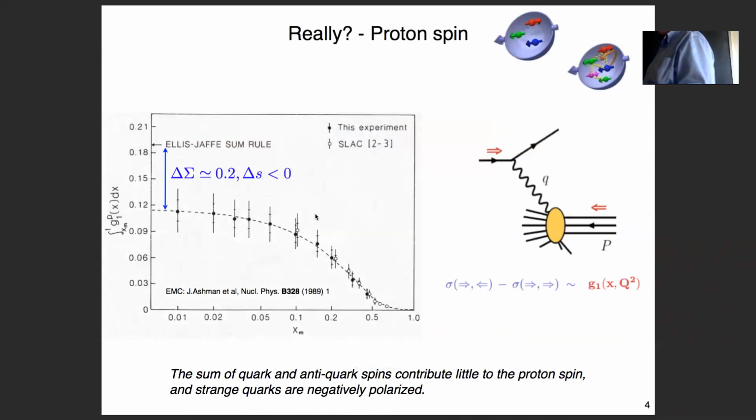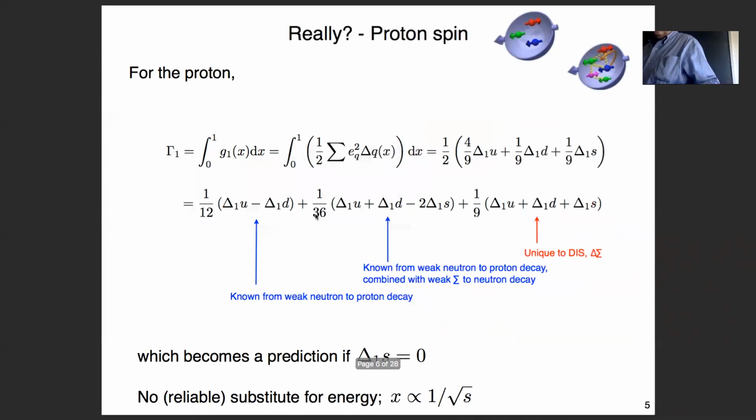Well, the outcome was of course just the difference of these central values, taking into account these experimental uncertainties, but nothing else. That gave this insight: the sum of quark and anti-quark spins contribute little to the proton spin, and also that strange quarks are negatively polarized. Of course, that required follow-up, but maybe the first thing is that you can ask, how did this come about? At that time, that was largely leading order. So how does it come about?